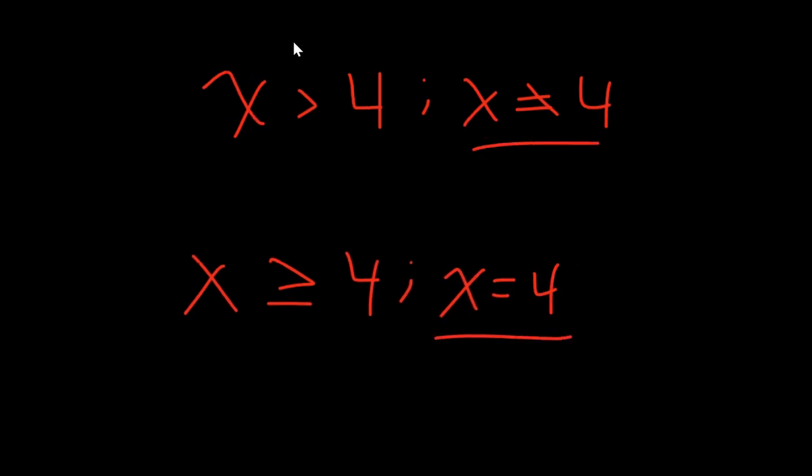So x is greater than 4, x cannot be 4. 4 is not greater than 4. X is greater than or equal to 4, then x can be 4. It doesn't have to be, but it can be. So 4 is greater than or equal to 4. 4 is also less than or equal to 4 because we're just looking at the equal part, right? 4 is equal to 4.